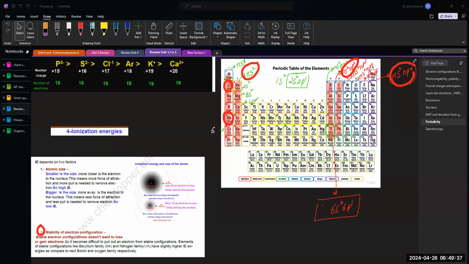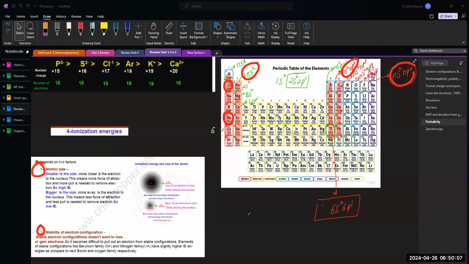Elements of the same family, Sanvi, they have the same configuration. Am I right, Sanvi? Start interacting here. Elements of the same family have the same general configuration. So stability of the configuration is not valid down the group. So down the group, you focus only on atomic size. You will not face any problem. Just go for atomic size.